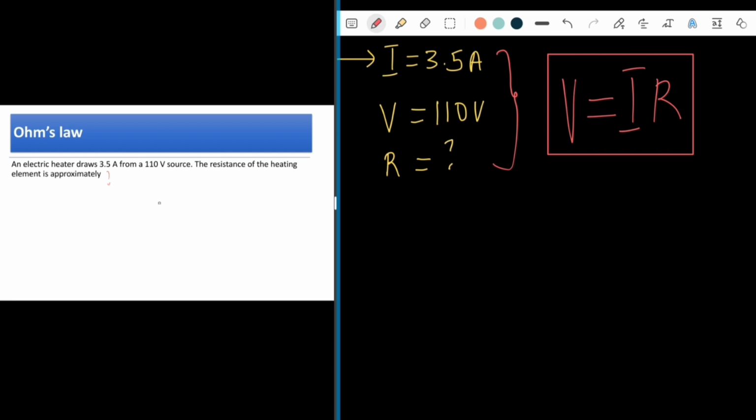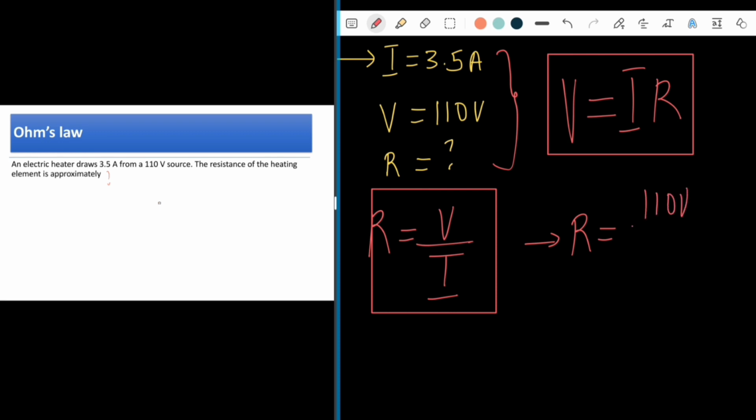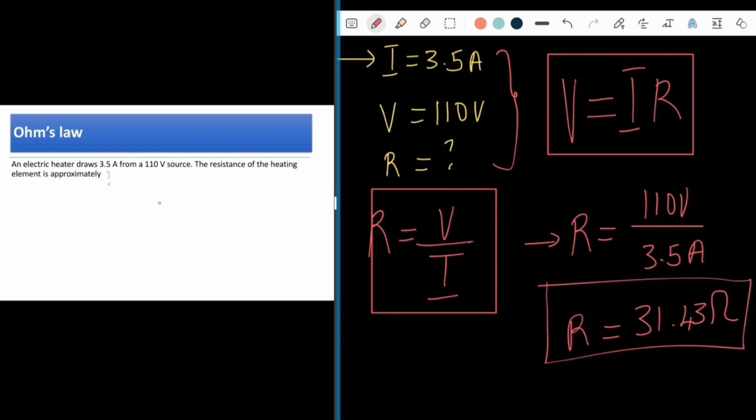So here there are two things you can do. It's either you substitute the values first and then you make R the subject, or you make R the subject and then substitute the values. So here what we're going to do, we're going to make R the subject, so that will be R equals V over I, and then we go ahead to substitute. That's resistance equals 110 volts divided by 3.5 amps, and this will give you 31.43 ohms. So that's our answer right there.